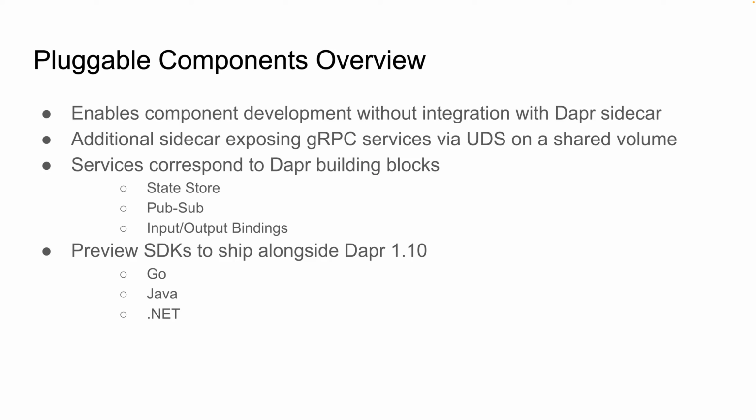For example, you don't even have to release your component publicly. You can have a private component that reaches out to some private store that you need for your applications. Pluggable components are just an additional sidecar that exposes a gRPC service. And it does so in a very particular way for use by Dapr. It actually exposes it not via HTTP, but through a Unix domain socket on a shared volume. I won't go into the details about that, but you can look that up in the documentation.